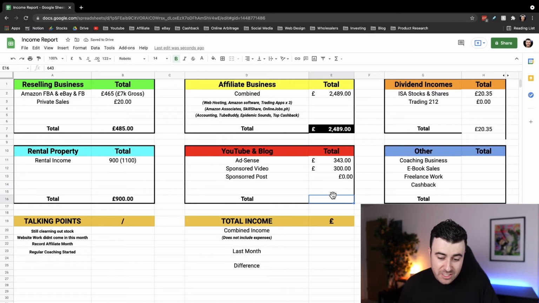So total for the YouTube and blog income was £643, which is okay. Like I said, this kind of income here, it really isn't a game changer for me. It's just a nice bonus.